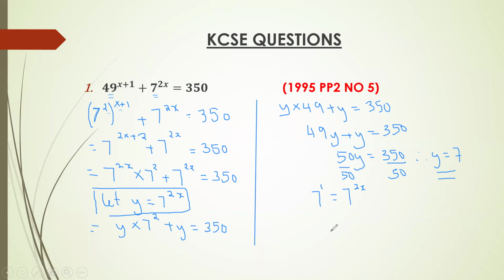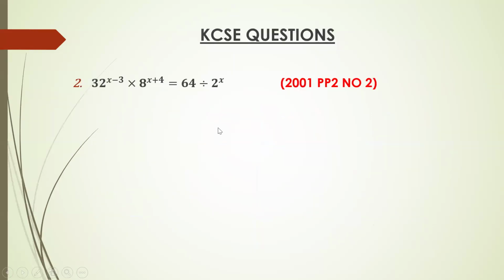Okay, so hii ni 7 power 1. So you ignore the bases, you just equate there the powers since the bases are the same. So 1 equal to 2x. So you divide by 2 to get x now. So your x is equal to a half. It's very easy.